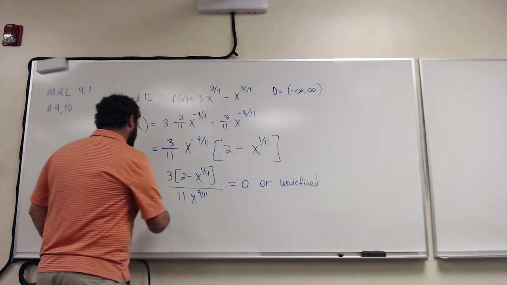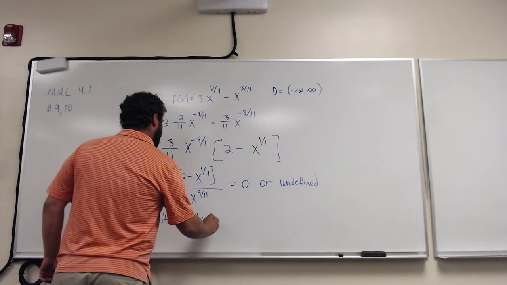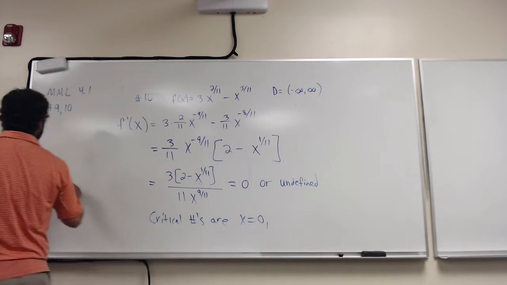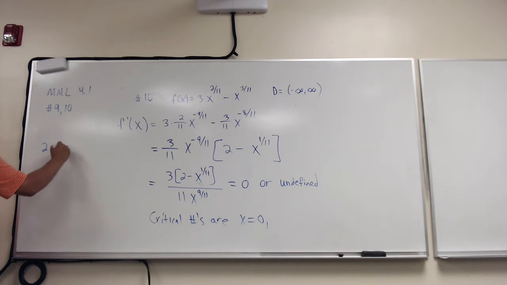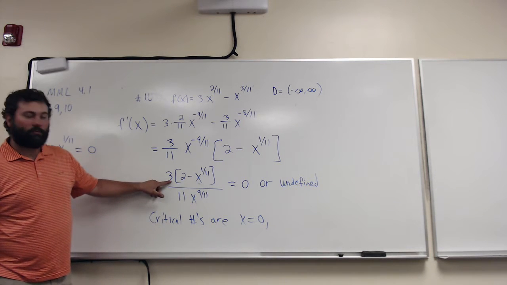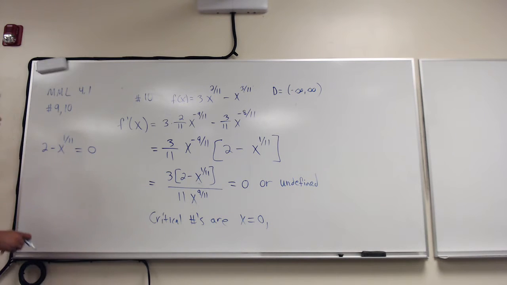So the critical numbers are x equals 0, and then we'll find the other one by setting the 2 minus x to the 1/11th equal to 0. Right, so if I set the numerator equal to 0, you can divide by 3 on both sides, so you just have to figure out when this factor is 0. You can add the x to the 1/11th to the right. I will switch the order.